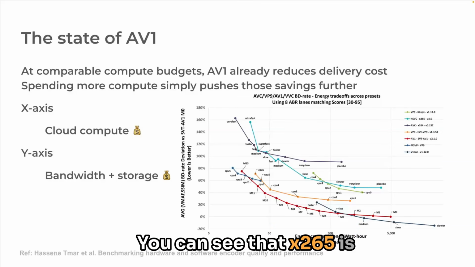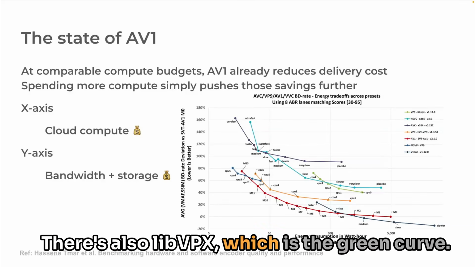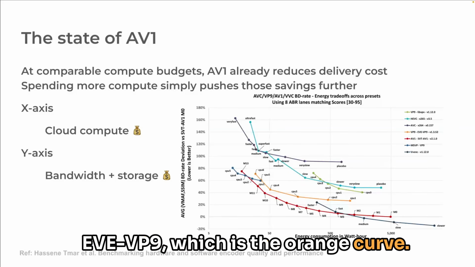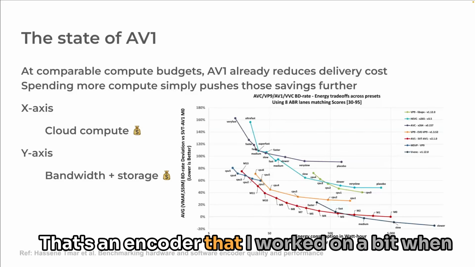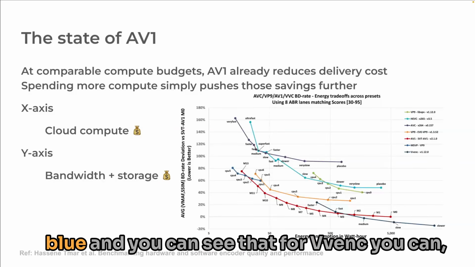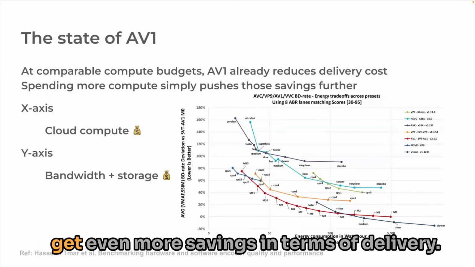You can see that H.265 is there as the light blue curve. There's also libvpx, which is the green curve. VP9, which is the orange curve, is an encoder that I worked on a bit when I was with Tutorials. And VVenC, also dark blue. And you can see that for VVenC, you can spend considerably more compute money to get even more savings in terms of delivery.